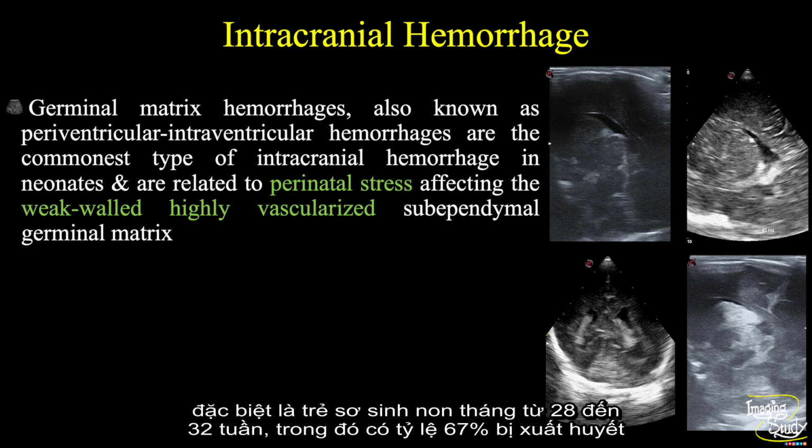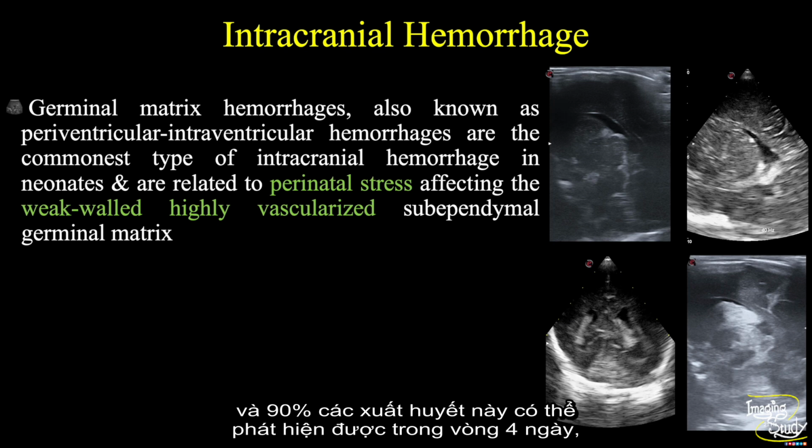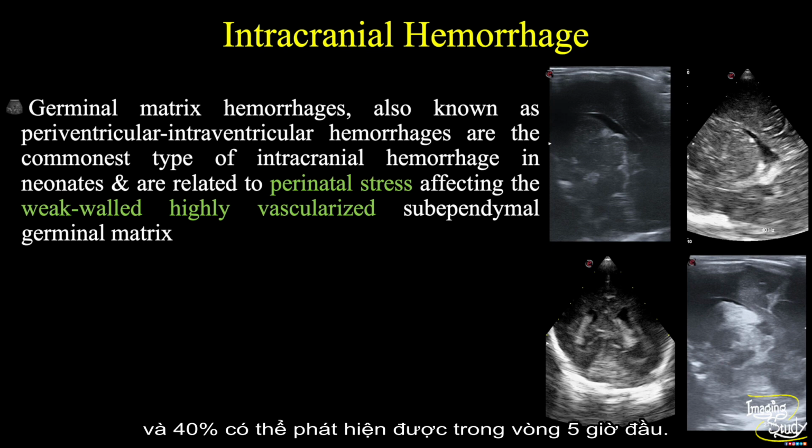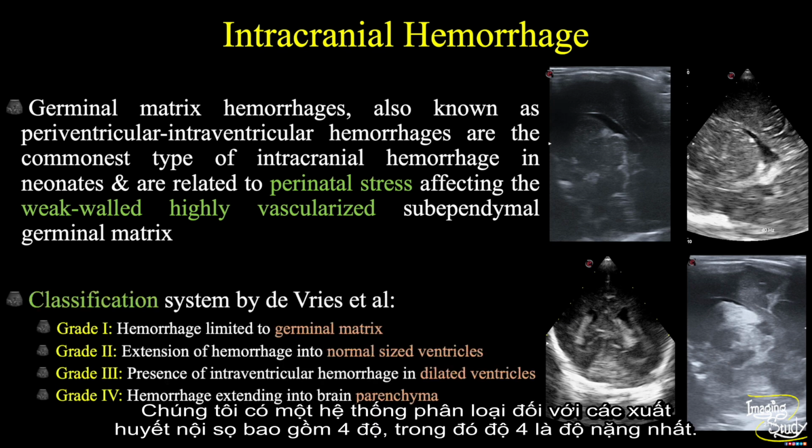Especially if the neonate is premature, around 28 to 32 weeks, then there is a 67% chance of getting hemorrhage here. And around 90% of these hemorrhages can be detected within 4 days, whereas 40% of hemorrhages can be detected within the first 5 hours. We have a classification system for intracranial hemorrhage containing 4 grades, the last one being the worst one.